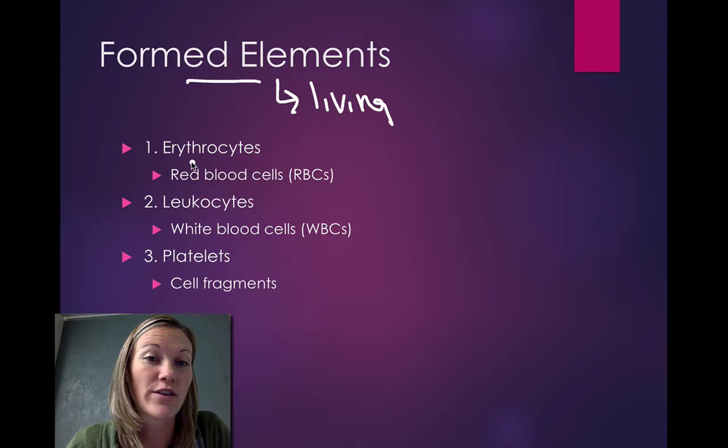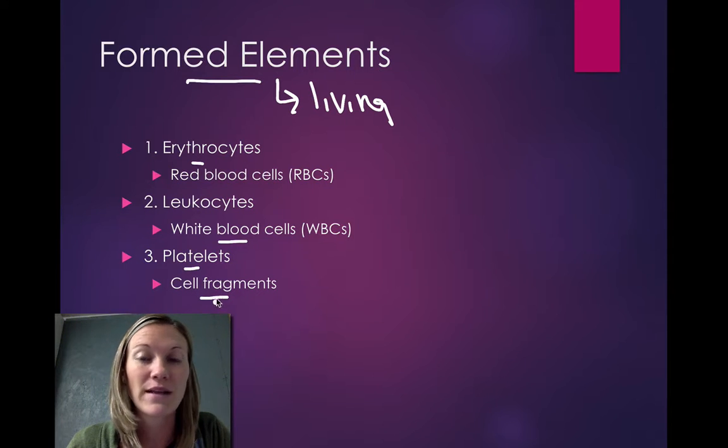So the first one are the erythrocytes. These are the red blood cells. Leukocytes are the white blood cells, and then platelets are the cell fragments.